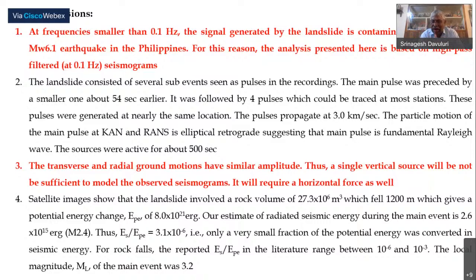is seen and converted into kinetic energy. We could see the radiated seismic energy of the main event, which is about 2.6 into 10 to the power of 15 ergs. That means entirely it has not been converted. So there is a lot of energy loss which has happened. And the magnitude of this could be described as a 3.2 magnitude event.